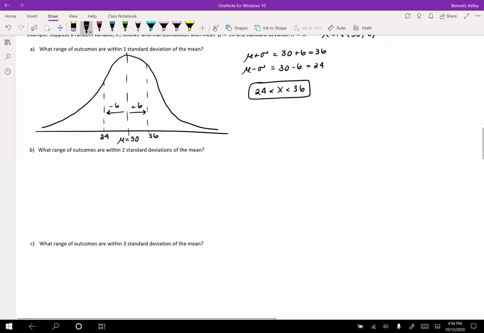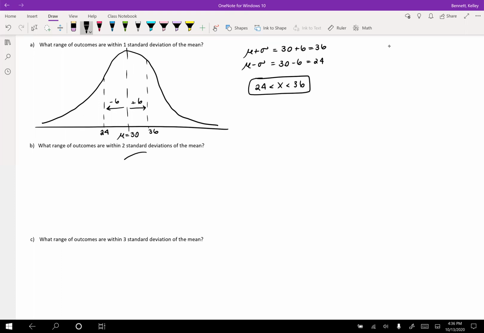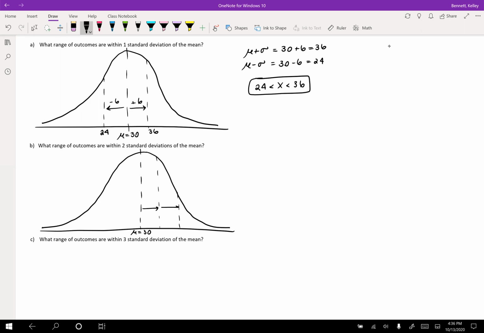All right, so let's look, what about 2 standard deviations of the mean? So I want to look again at the curve. I know that my mean is always at the center, so I have mu equal to 30. But this time I want to go up 2 standard deviations. So I'm going to go up and up again. I'm going to do +6, and then another +6, because 6 is my standard deviation. So if I'm at 30 and I go up 6 2 times, that's going to put me at 42.